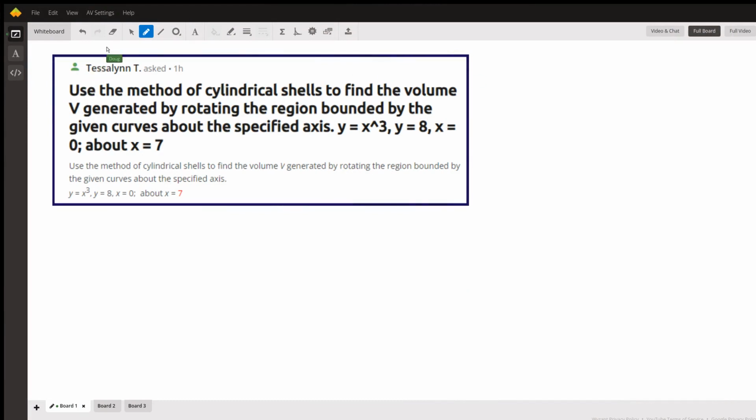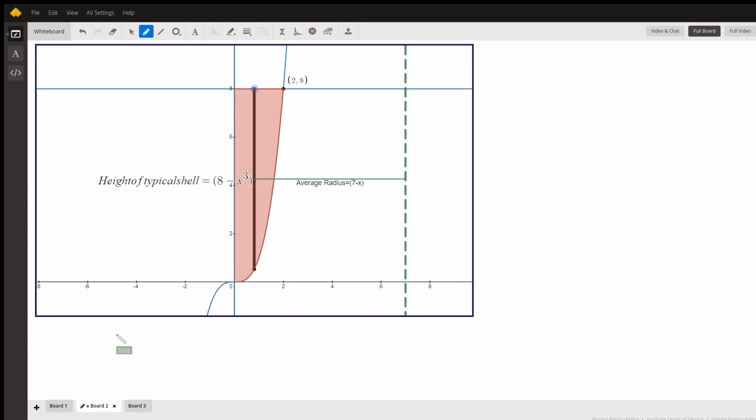Okay, there's the problem statement. We're finding a volume of revolution using cylindrical shells about the vertical line x equals 7. Here's a picture of what's happening.